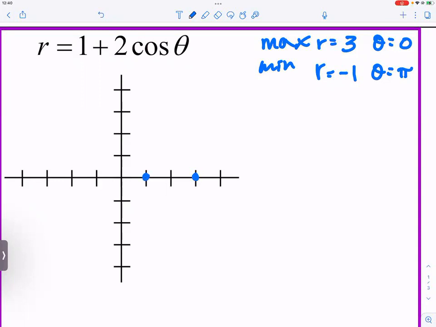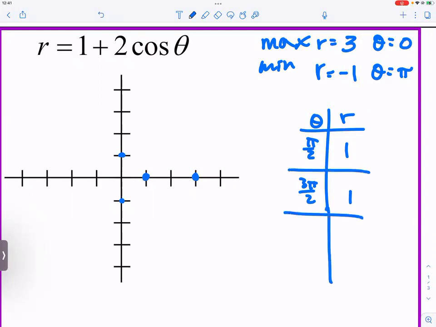Okay, I hope you can see why the point is actually right here, because you are facing the pi direction, but the R value is -1. So you go to the opposite direction. Now, other values that's also worth mentioning here, it's when you have pi over 2 and 3 pi over 2. For both of these two values, cosine of them would be 0. So you have just 1.